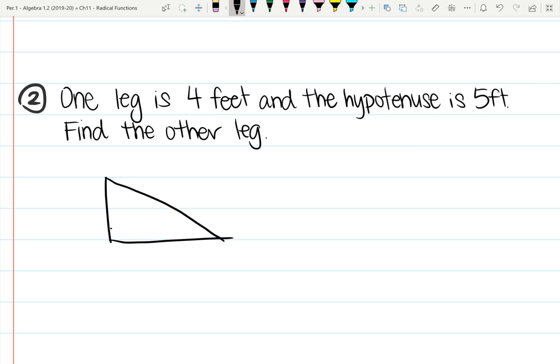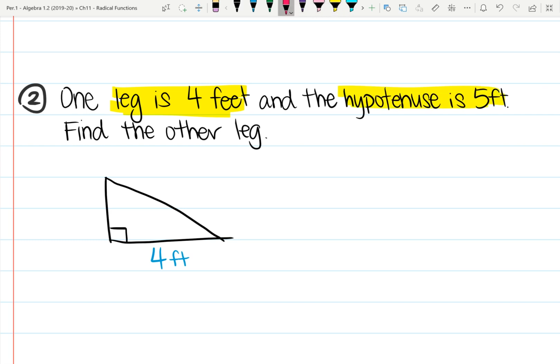So here, I'll make this my right angle. So we draw a right triangle, right? This is nice and perpendicular, this 90-degree angle. Okay, I'm going to label some of my information. It says one leg is 4 feet. So I'm going to go to my picture, and one of the legs is 4 feet. So here, 4. And then they said the hypotenuse is 5 feet.